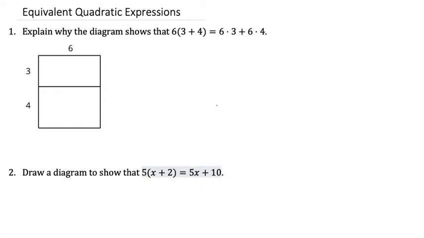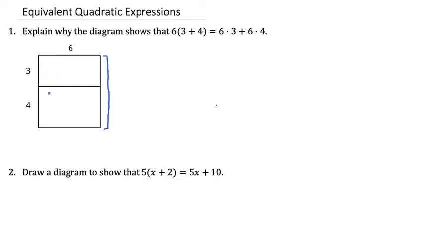In this video, we're going to talk about equivalent quadratic expressions. Question 1 asks us to explain why the diagram shows that 6 times (3 plus 4) equals 6 times 3 plus 6 times 4. So what we are looking at here is two different ways of finding the area of this rectangle.